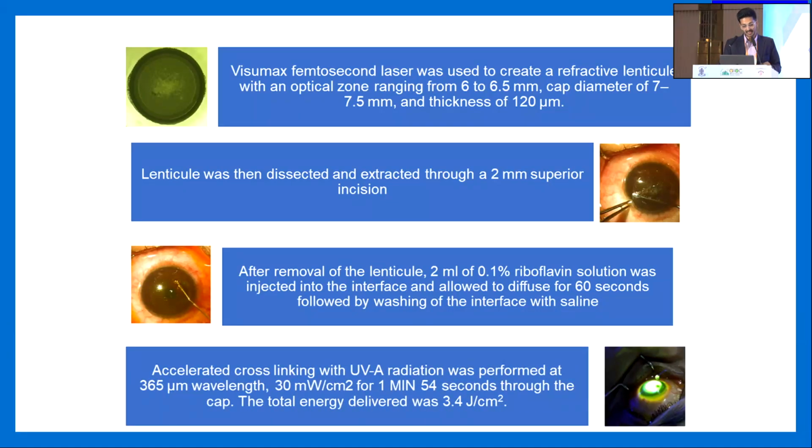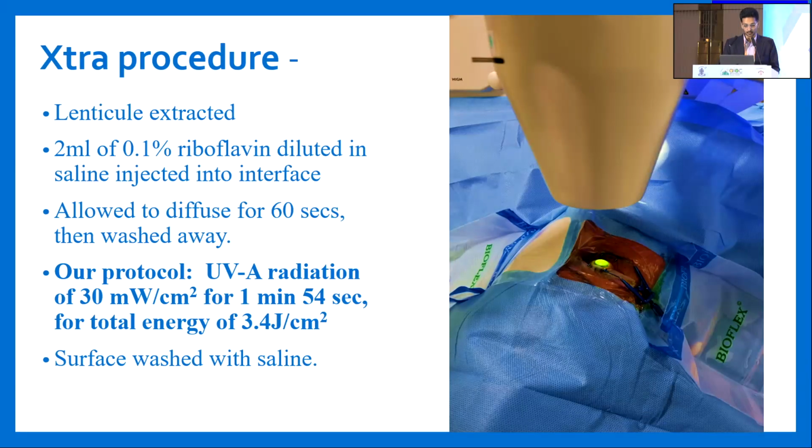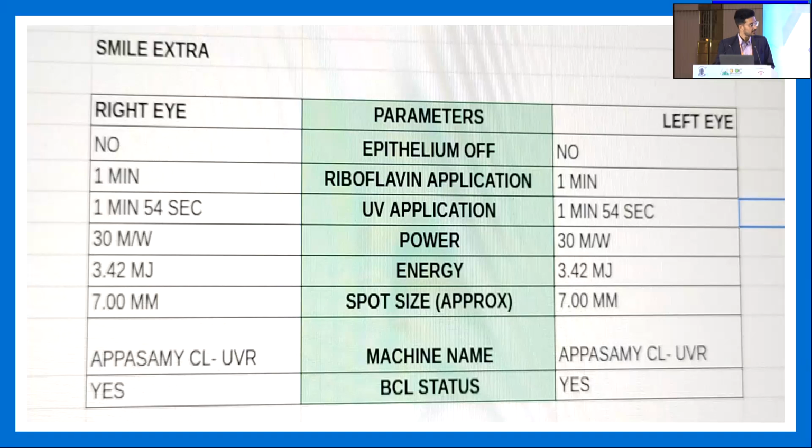This is washed and followed by accelerated cross-linking with UVA radiation performed at 365 nanometer wavelength, 30 milliwatts per centimeter square for about 1 minute 54 seconds through the cap. The total energy remains at 3.4 joules. So the Extra procedure involves lenticule extraction with 2 ml of 0.1% riboflavin injected into the interface, and our protocol is UVA radiation of 30 milliwatts. These are the parameters which are fed into the machine, and we follow it for almost all patients.